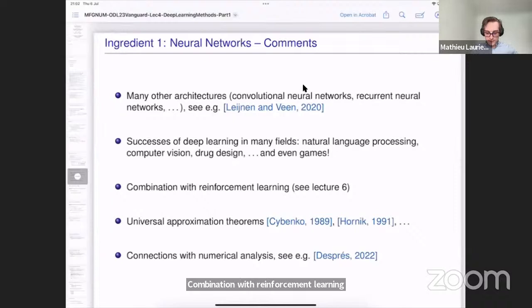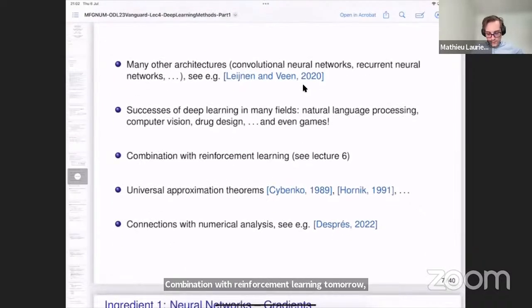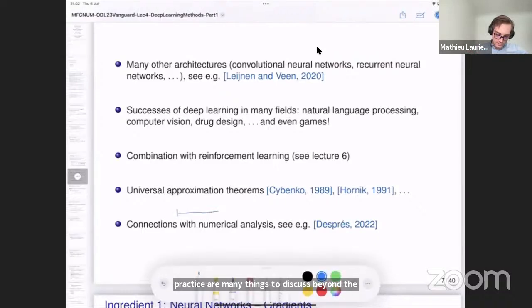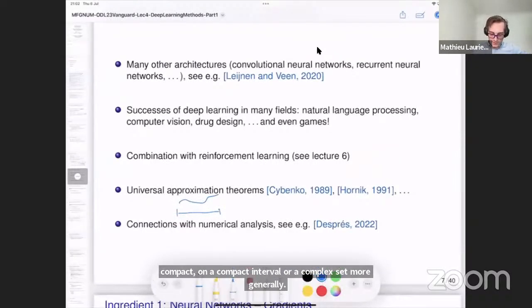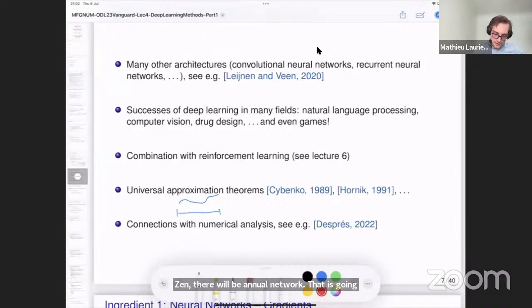Universal approximation theorem. I'm skipping this, but that was one of the very strong, maybe theoretical, motivations behind neural networks. In practice, there are many things to discuss beyond the universal approximation, but what it says is that basically, if you take a continuous function on a compact interval, or a compact set more generally, then there will be a neural network that is going to approximate it arbitrarily well, provided you take the neural network large enough. And this is true even for a neural network with a single layer.